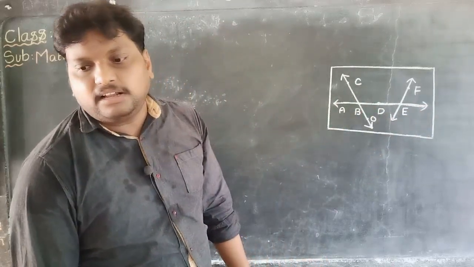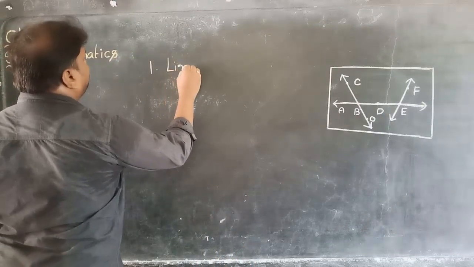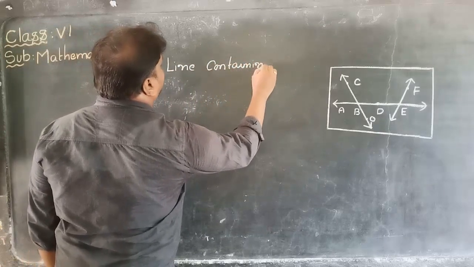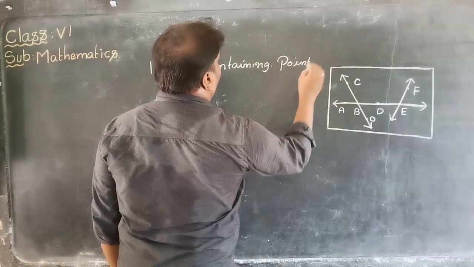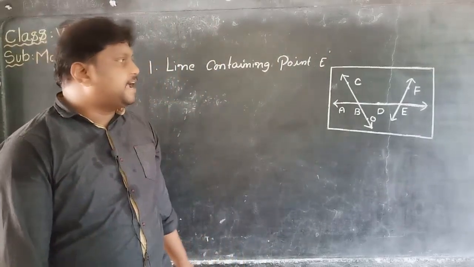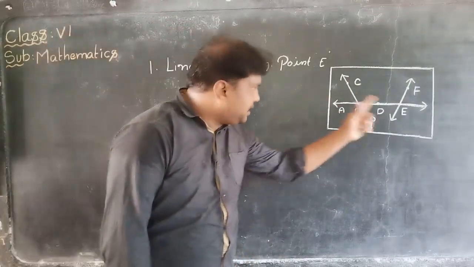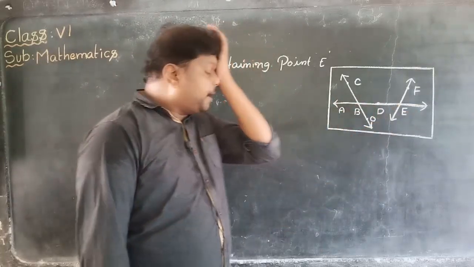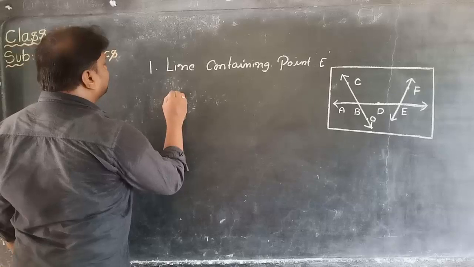Then first one, line containing point E. Which line is having point E? We have so many lines. AE is one line, BE is one line, BD is one line, and DE is one line. But we have to write only one line. Means AE.